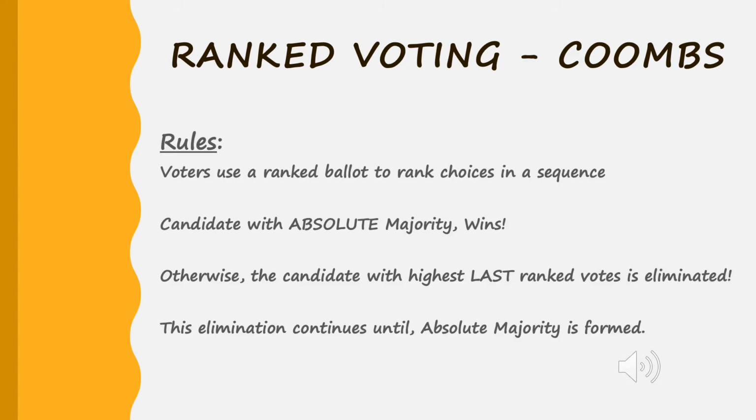The Coombs method is a ranked voting system. In this system, the voters use a ranked ballot to rank their choices of candidates in sequence of preference. These votes are then counted as we have seen in the results. Any candidate with an absolute majority would be picked out to be a winner directly. Otherwise, the candidate with the highest last ranked votes is eliminated. This process of elimination will keep going until an absolute majority is formed.